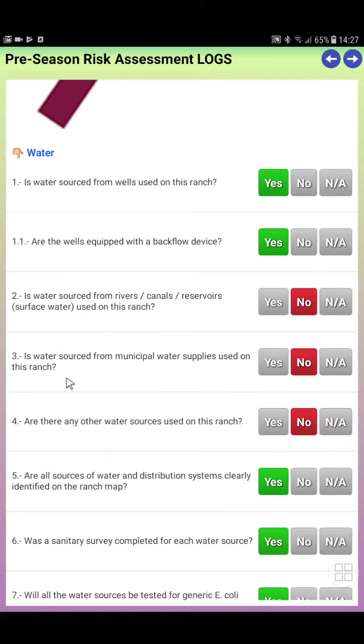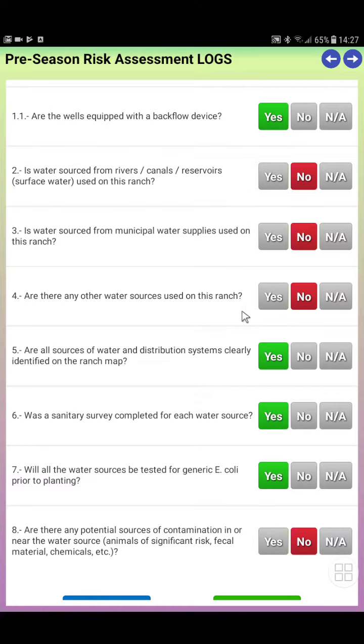yes. Is water source from municipal water? No. Are there any other water sources using the ranch? No. Are all sources of water and distribution system clearly identified on the ranch map? Yes. You want to have all your water sources identified in the farm map. Was a sanitary survey done? Yes.